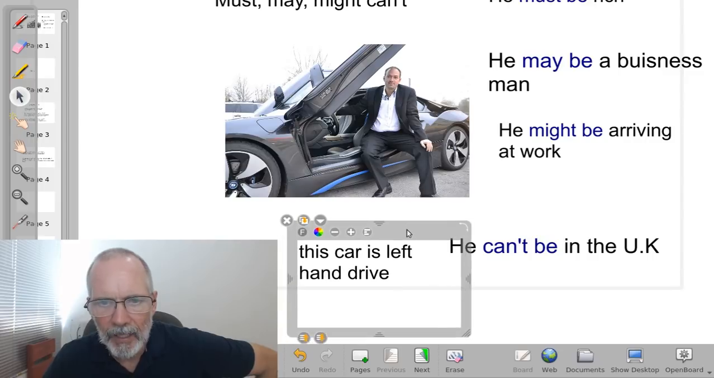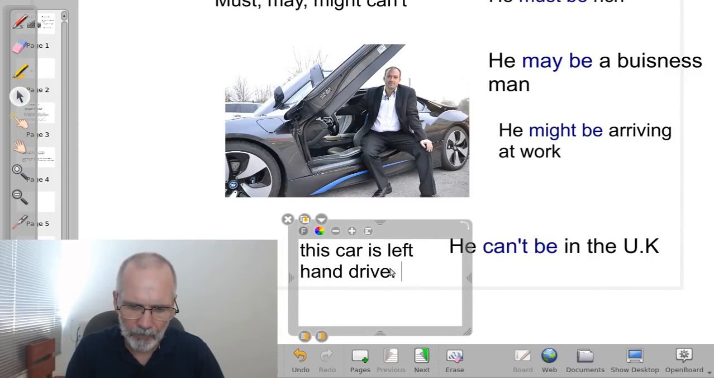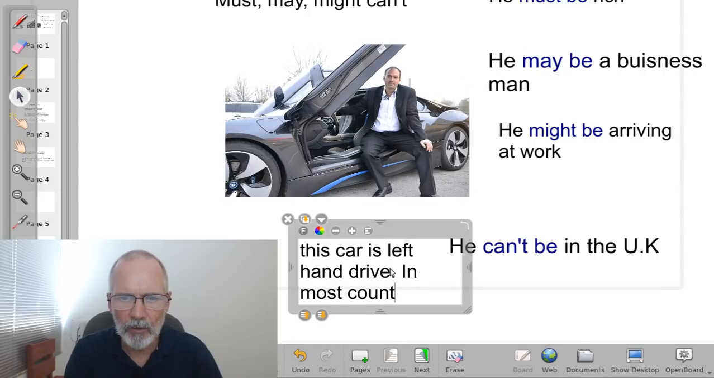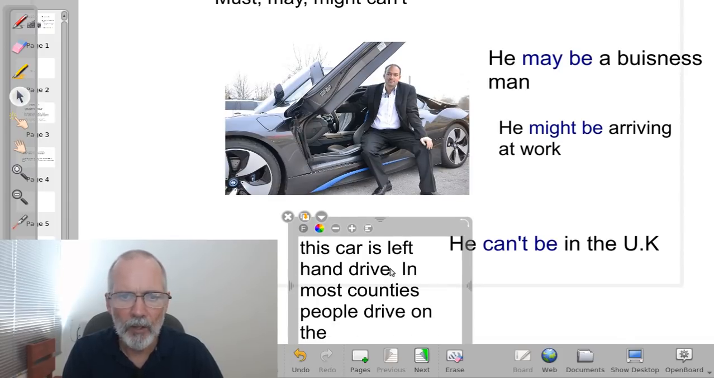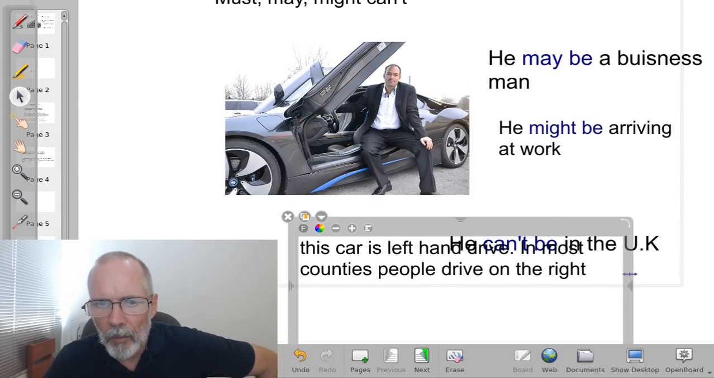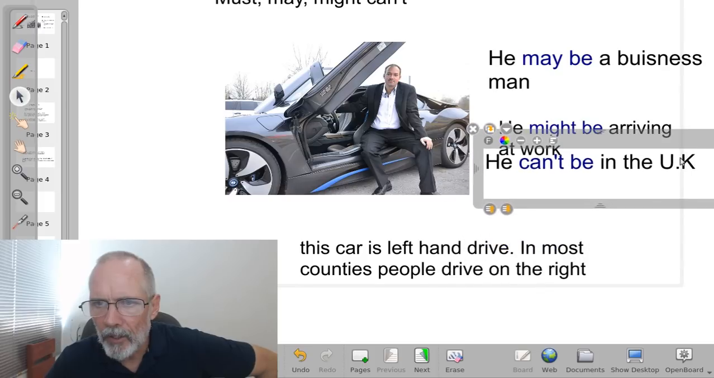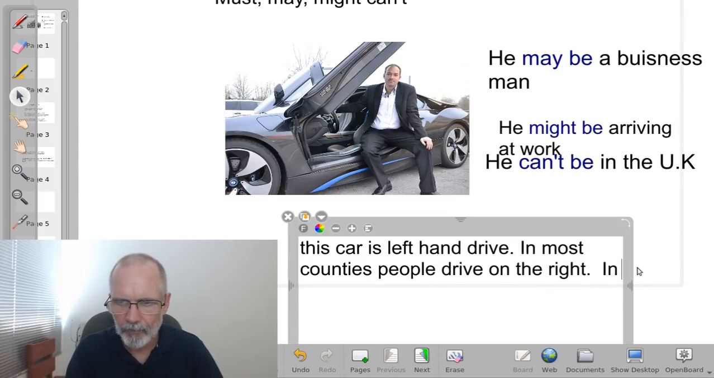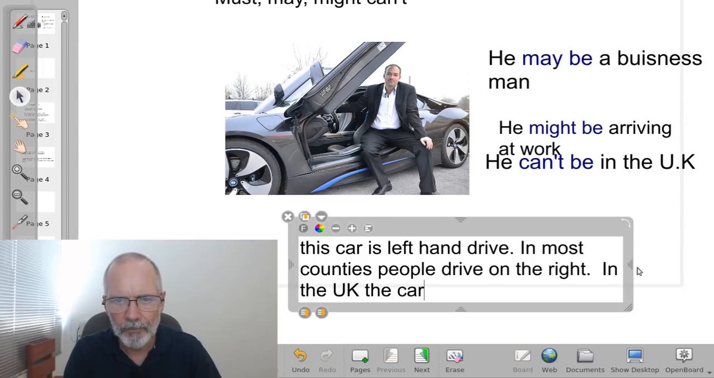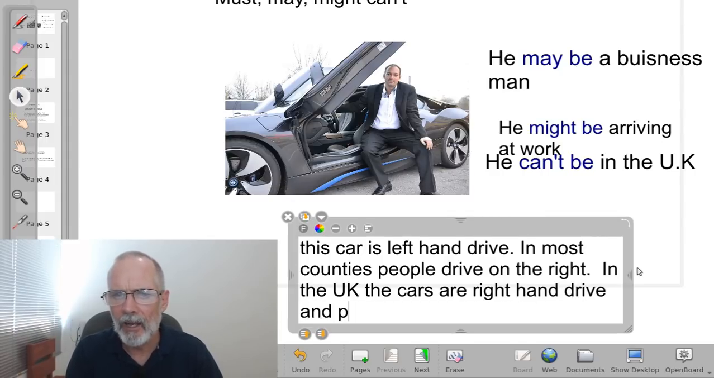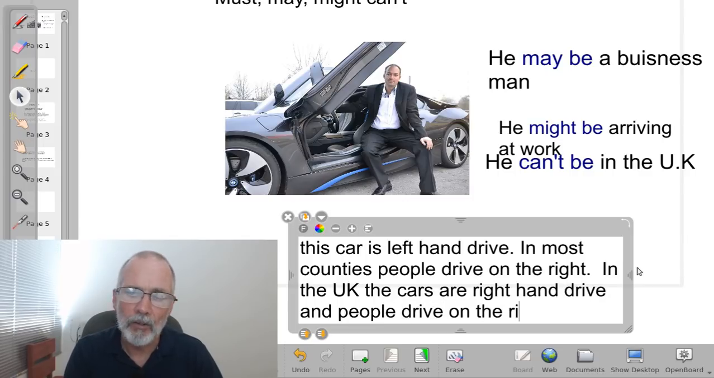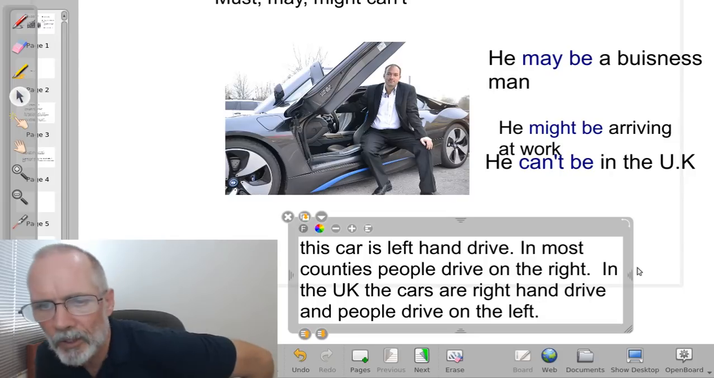because in most countries, people drive on the left, I think. The right. Very confusing. But in the UK, let's move this up a bit, in the UK, the cars are right-hand drive. Also in Japan and Australia and some other countries, and people drive on the left. Very confusing. Yeah, it's a long time since I've driven in the UK.